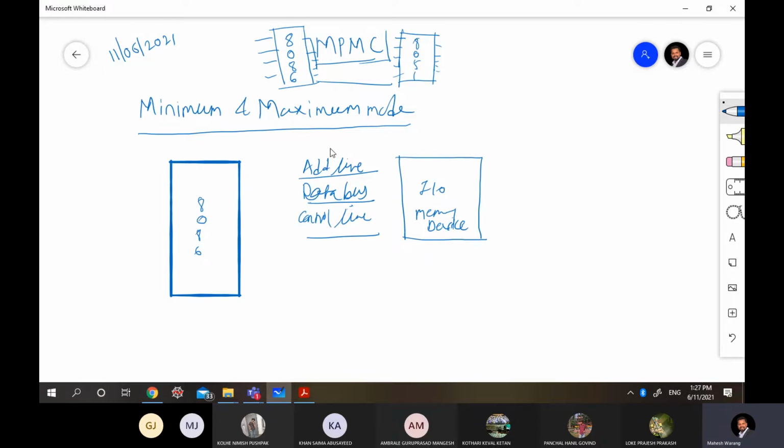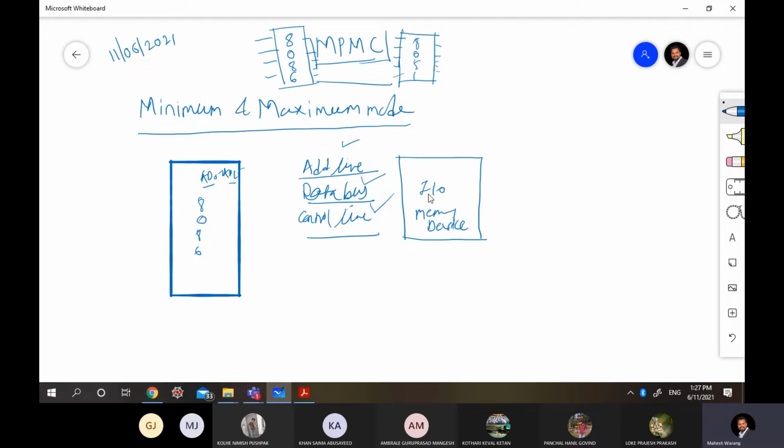Now, yes, we do have all these lines. Address line we do have, data line we do have, and we also have control lines, which are read, write and so on, actually for controlling. But the problem is that these lines are multiplexed in the 8086, meaning AD0 to AD15. We have address as well as data lines, but they are multiplexed, not separate.